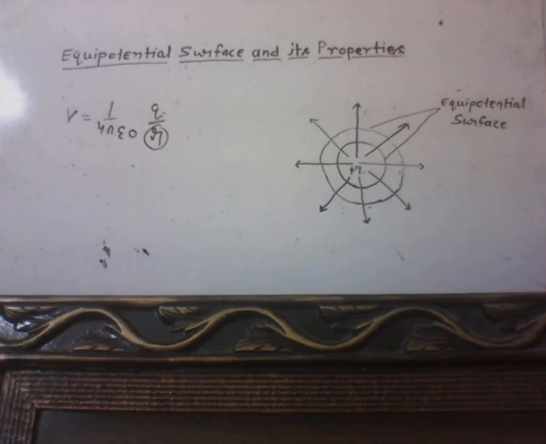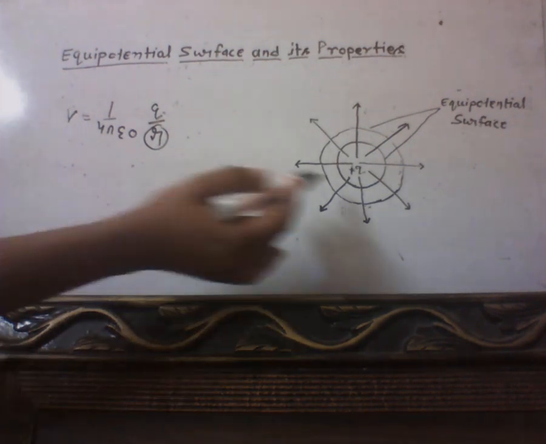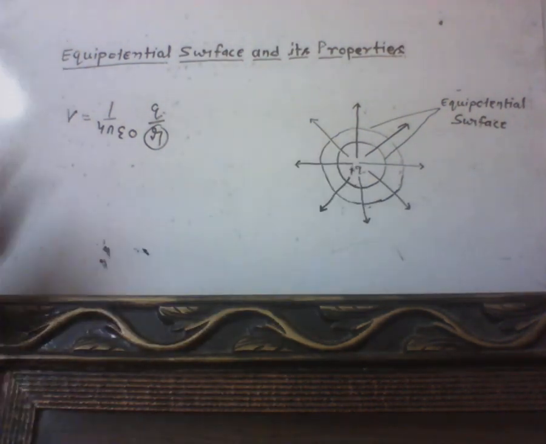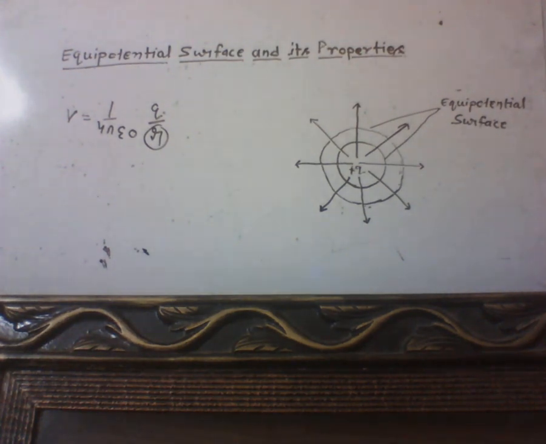Good morning students. Today we are going to discuss an important topic, which is equipotential surface and its properties. Here I have made a diagram in which a charge plus q is concentrated at the center of a sphere, and the potential at a point which is r distance from the center of this sphere is given by V equals 1 upon 4 pi epsilon naught, q by r.